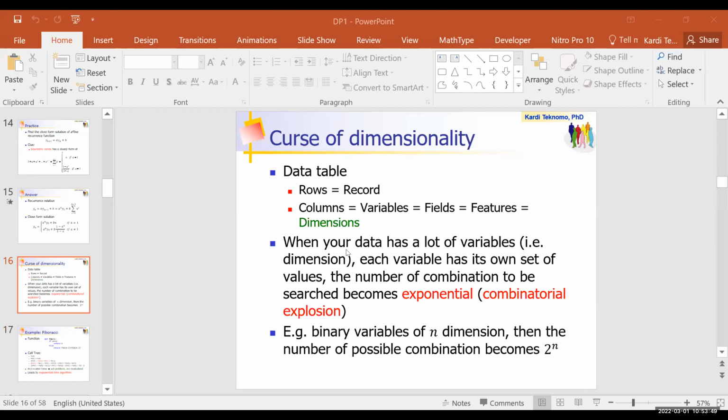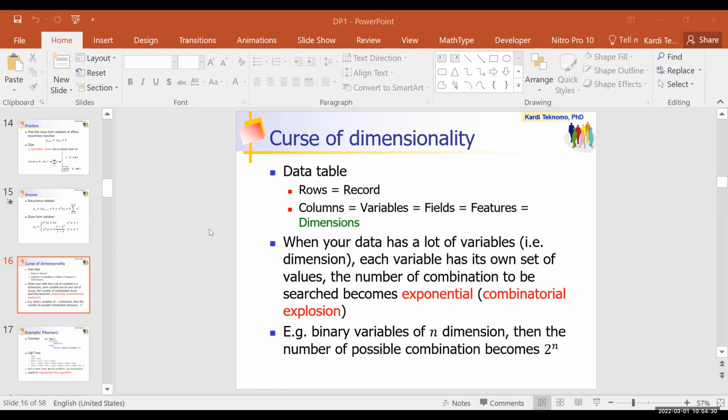If you have data, right? So in the data table, okay, each row is called a record. Each column usually is called a variable or field or feature. So sometimes we call it a dimension. Okay, so there is a terminology called curse of dimensionality. What does it mean? It means when your data has a lot of variables, so that means a lot of dimensions. Okay? Now each variable has its own set of values, right?